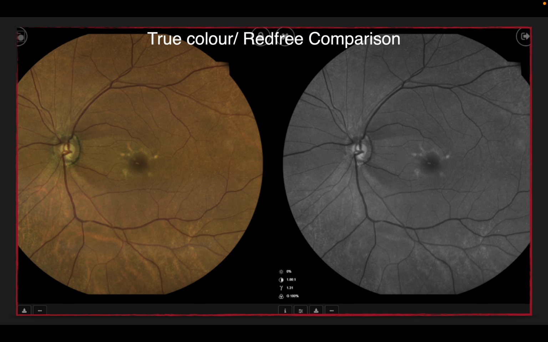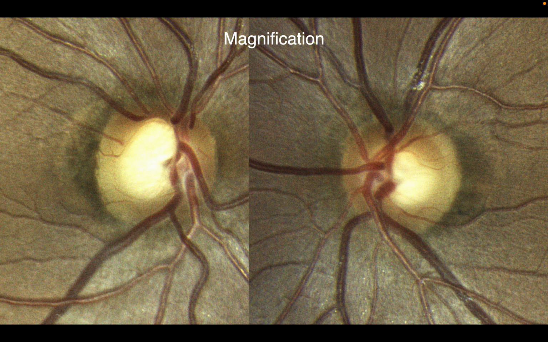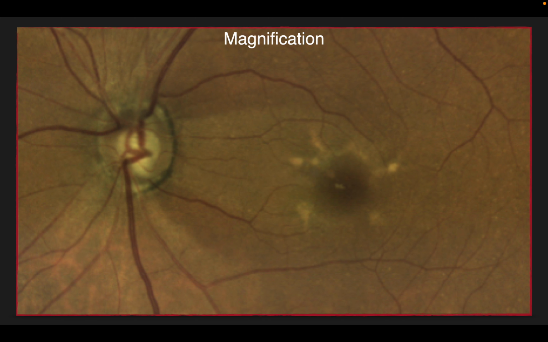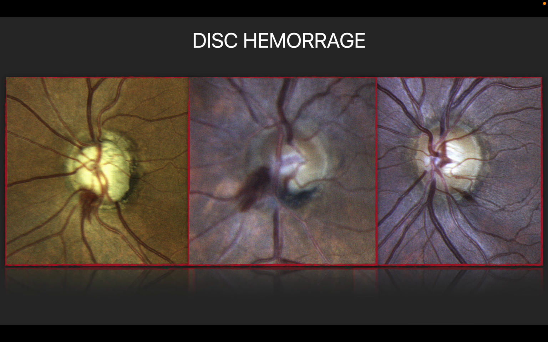The true color image versus the red-free comparison helps us to identify how much RNFL damage is occurring or already there. It helps us to use magnification so that every nerve fiber layer can be easily seen for damage. Also, you can see one more picture on this. The RNFL changes are significantly picked up by increasing the magnification.